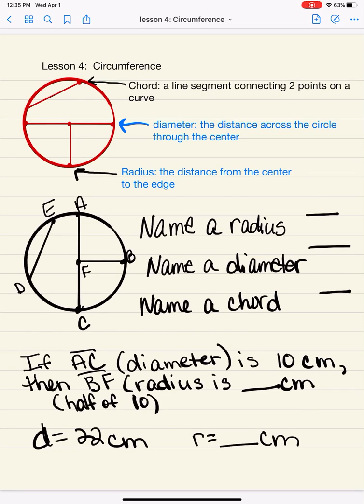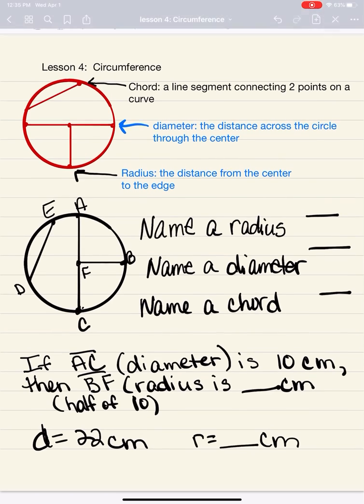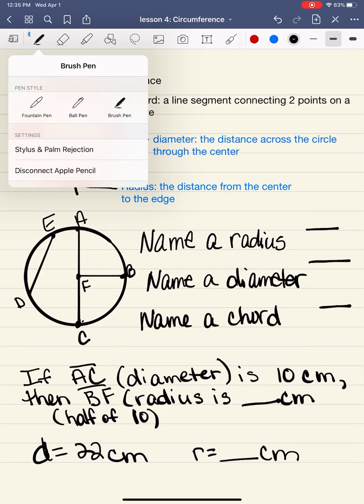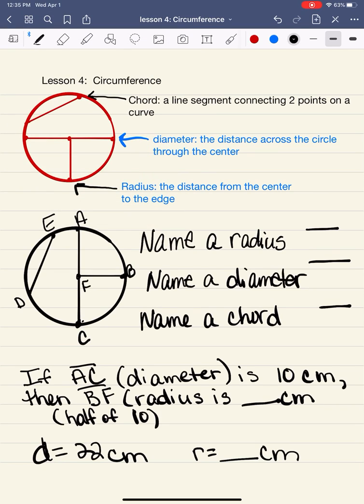For lesson 4, we're going to look at circumference. The first part, we're going to review some parts of a circle. So if you look at the red circle here on the screen, you can see that the top part is called the chord, and as it says, it's a line segment connecting 2 points on a curve.